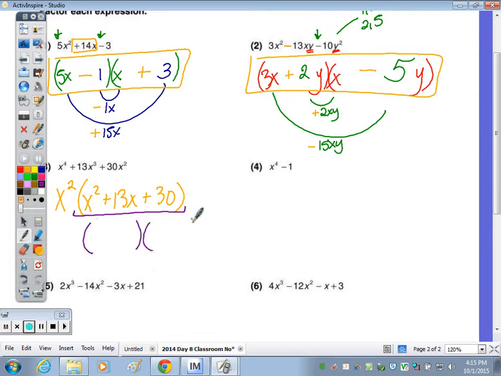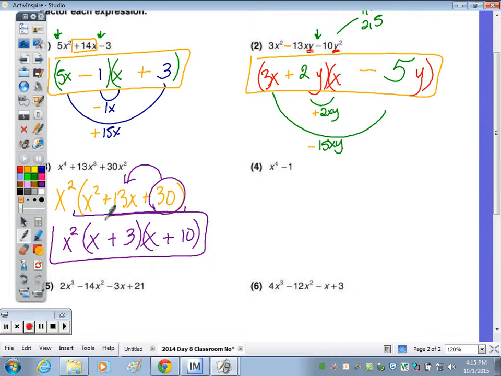So I set up my two parentheses, x times x. Factors of 30 that combine to 13 are 10 times 3. Positive product, so the signs are the same, they combine to a positive 13. So they're both going to be plus.